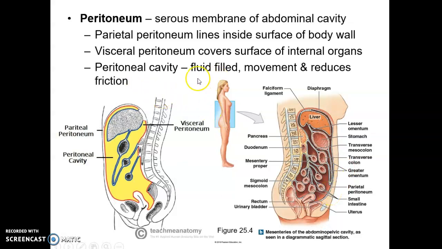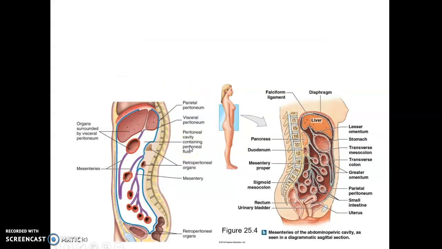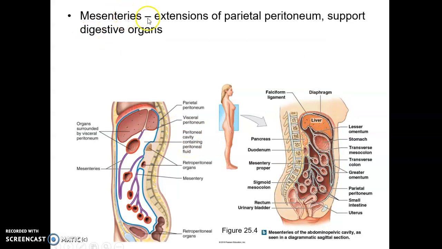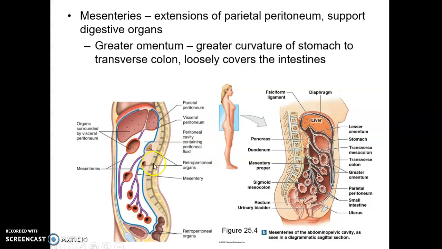So the peritoneal cavity, again, fluid filled, allows for movement and helps reduce friction, just the way the pleura and the pericardial sac, pericardium, help reduce friction as the lungs move and the heart moves. So the mesenteries, these are extensions of the parietal peritoneum, and they help tether and anchor and support the digestive organs within the abdominal pelvic cavity.